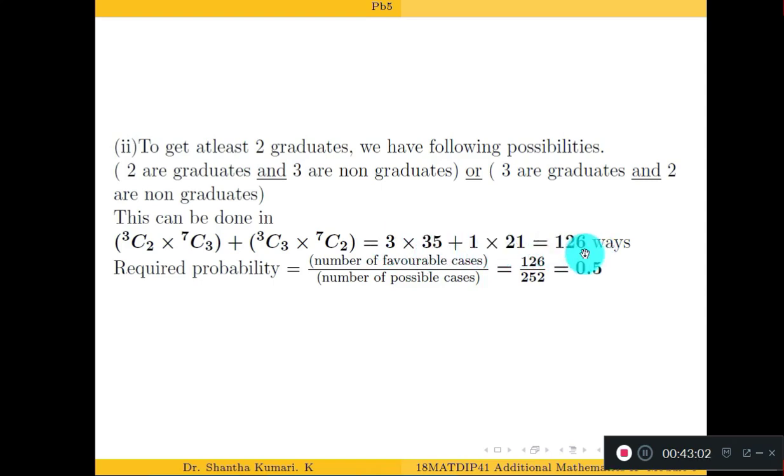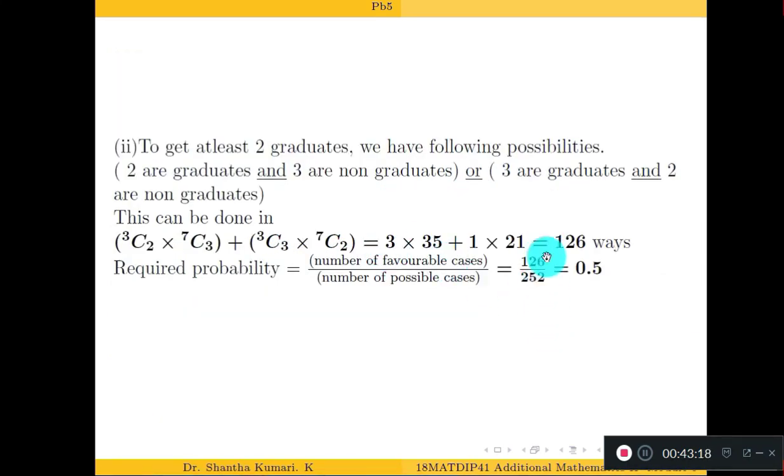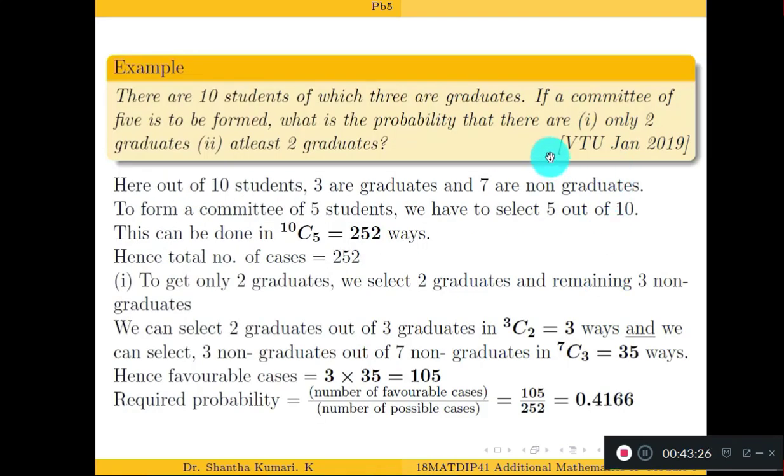This 126 is the number of favorable cases. And the denominator, without any condition, we already obtained. Totally out of 10 students we are selecting 5 students. That can be done in 252 ways. So write 126 by 252. You get the answer 0.5. A very good example selected from a recent question paper.